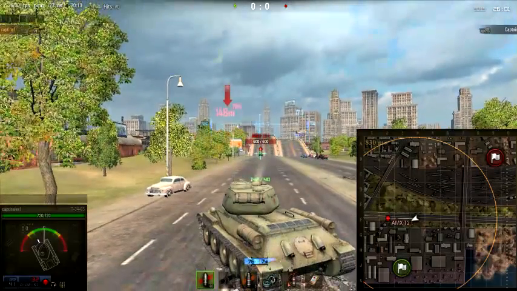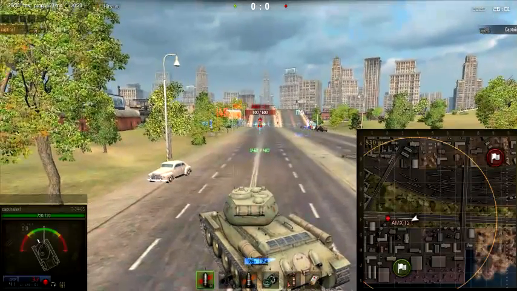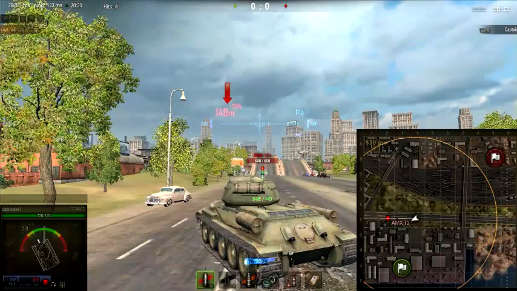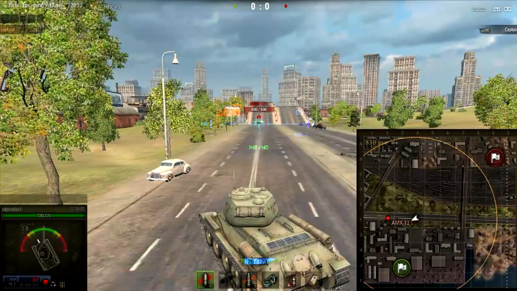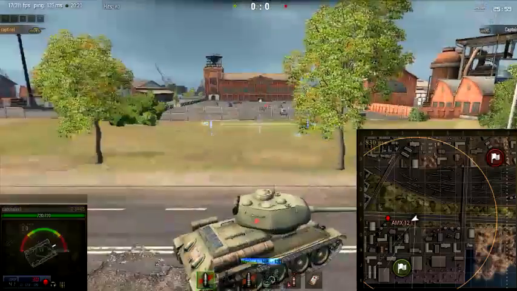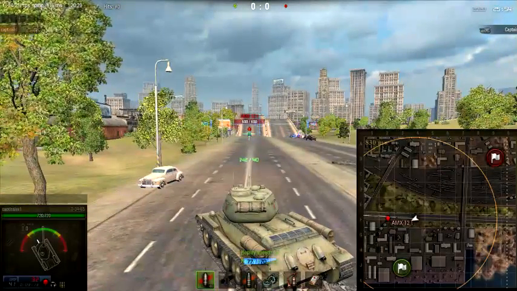Turn around. And if you look at him, I don't know if you can see it clearly, but it says 148 meters. So I have traveled 148 meters away. That's distance.